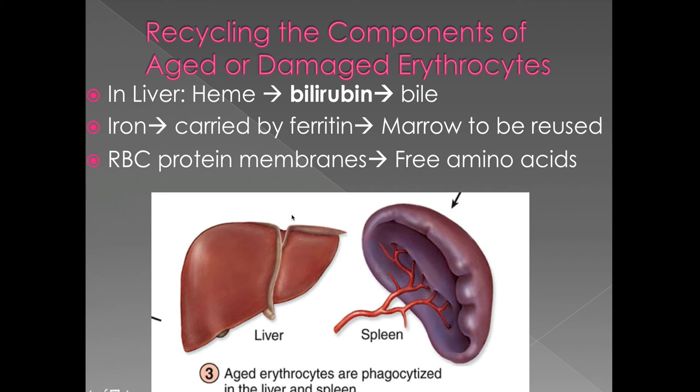In the liver, we take that heme and it's converted into something called bilirubin, which will eventually become bile. Bile is this green stuff produced by your liver that helps you to break down fats in the digestive system. The iron is carried by a protein called ferritin back to the bone marrow to be reused in the creation of new erythrocytes. And then any sort of proteins that were in the erythrocyte's membrane are broken down into free amino acids, and as you know, we use amino acids to build other proteins in the body.